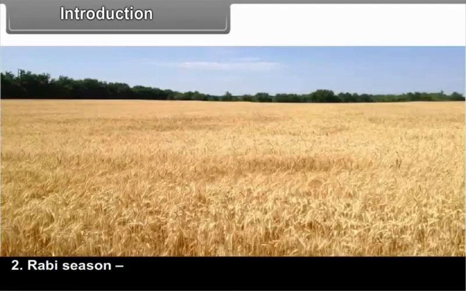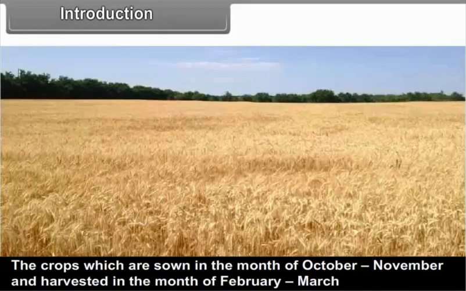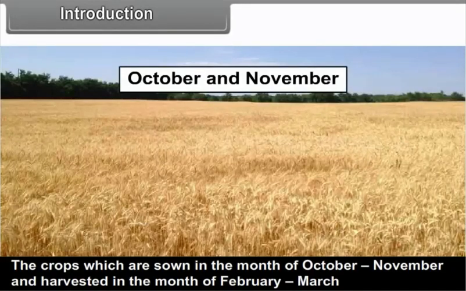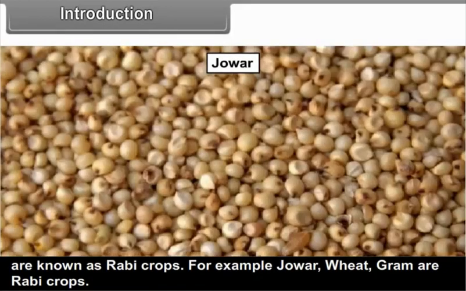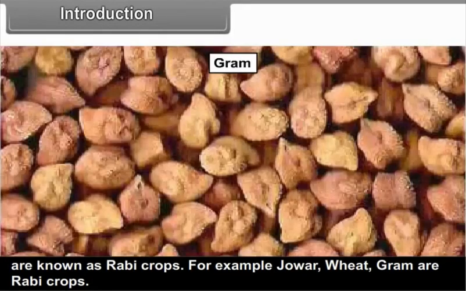Number 2, Rabi season. The crops which are sown in the month of October or November and harvested in the month of February or March are known as Rabi crops. For example, jowar, wheat, and gram are Rabi crops.